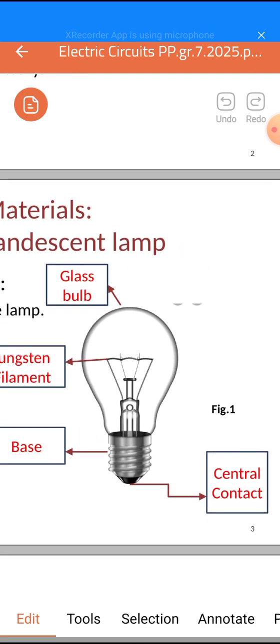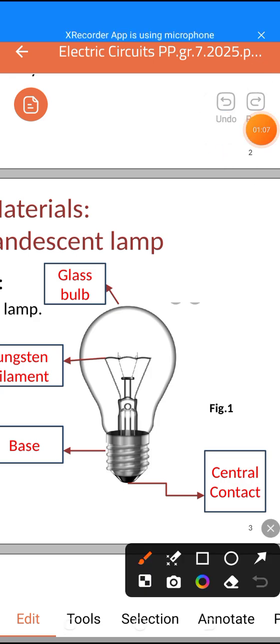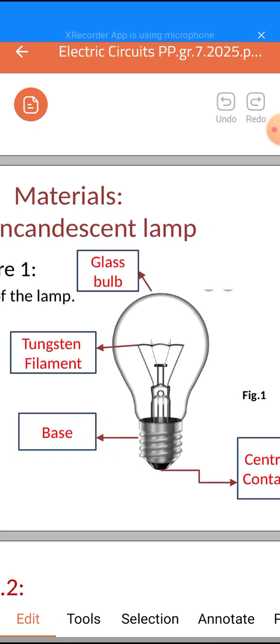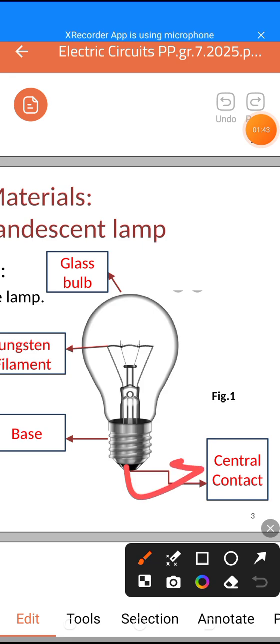Let's see its parts. It has 4 main parts. First, the glass bulb. We also have inside a tungsten filament. It's a filament made up of a metal called tungsten. That's why we call it a tungsten filament. Why tungsten metal? Because tungsten is a metal that can resist a high melting point, so it can withstand a high temperature and electricity. It also has a base, this is the base, and the central contact. So 4 main parts of the incandescent lamp.